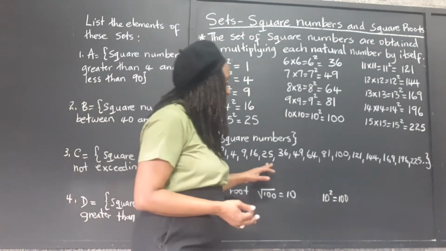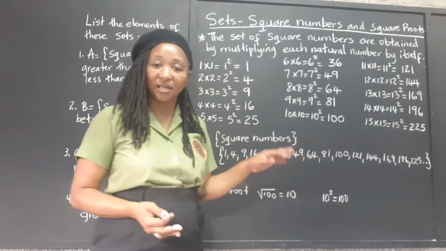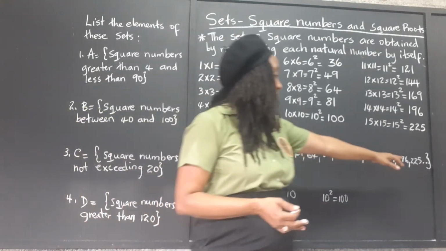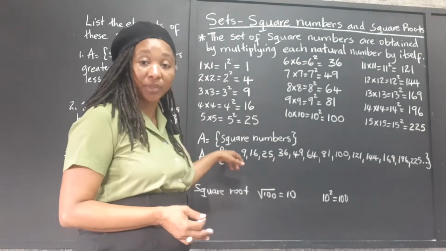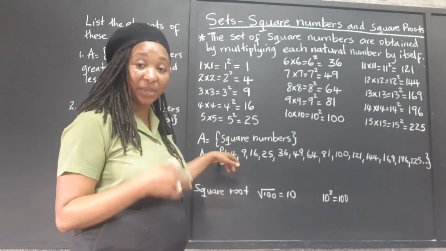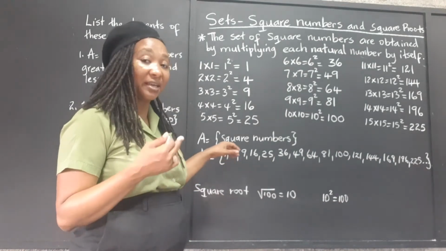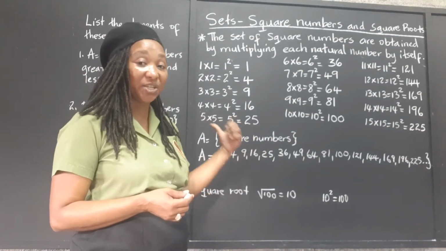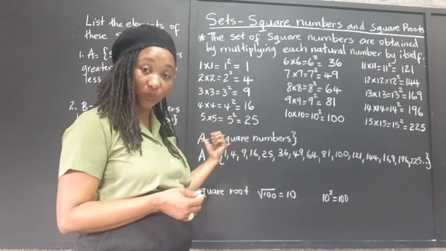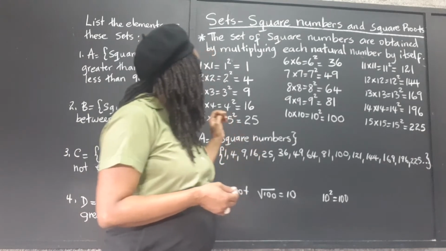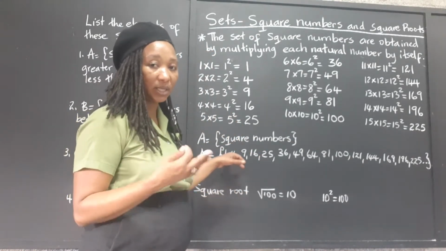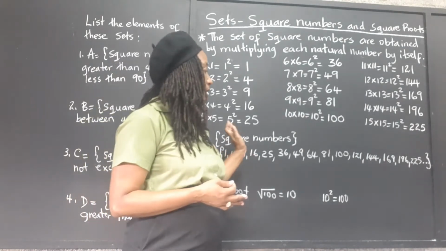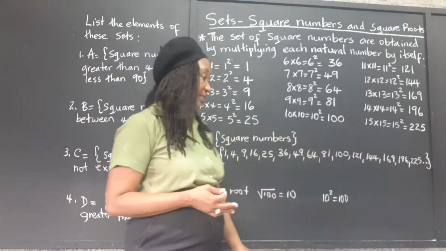So wherever you see a set listed and there are ellipses at the right end, or even if there were ellipses at the beginning, that would indicate that the set continues to infinity to the left as well, right? Square numbers start at 1. 1 times 1 is 1, right? But they continue to infinity.